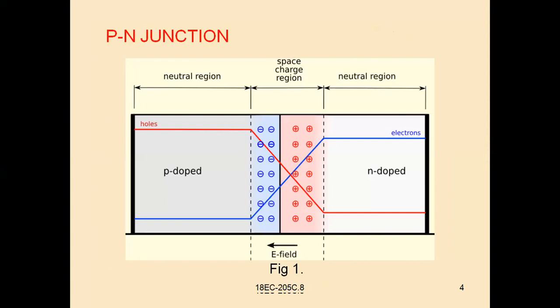So this is a PN junction where we are going to observe two materials, P type and N type. In P type, holes are majority charge carriers. In N type, electrons are majority charge carriers. This is the depletion layer, and we also call it the space charge region.